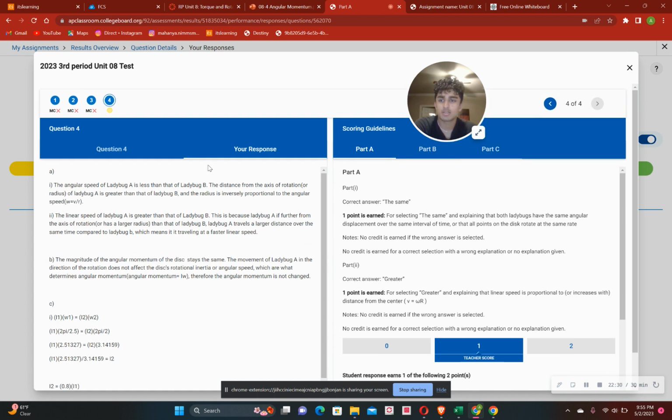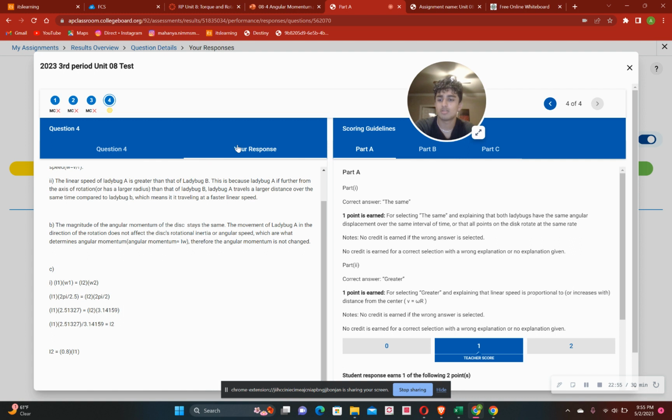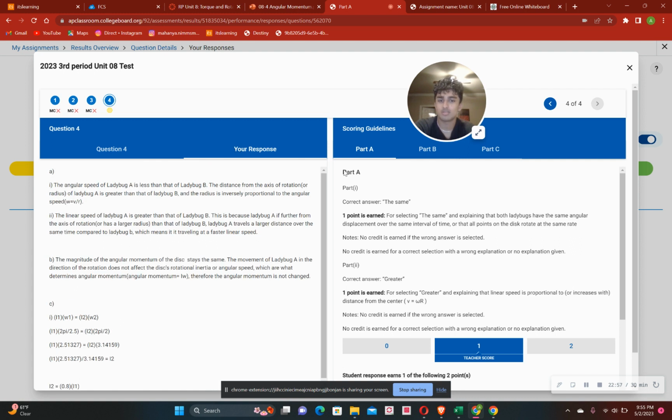So the question asks, okay, I give you 2 ladybugs. It says, is the angular speed of ladybug A greater than, less than, or the same as the angular speed of ladybug B? So, to calculate angular speed, it's just the change in the angle, change in theta over time. They're at the same angle, right? So it's not going to change. That's why it says the same, right?